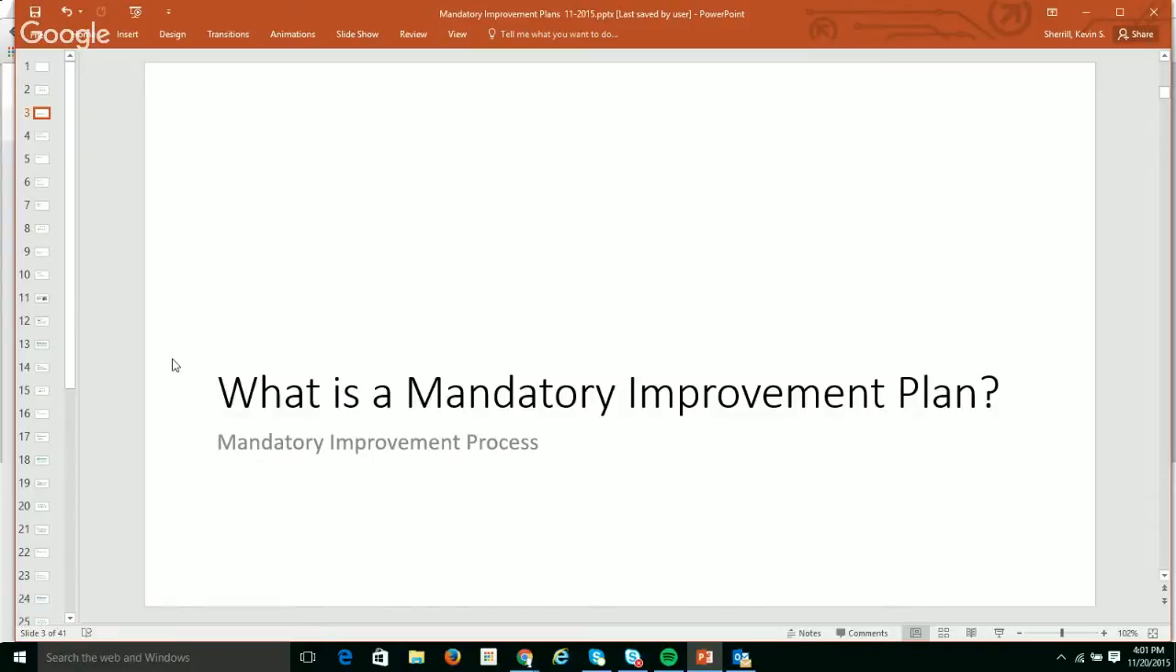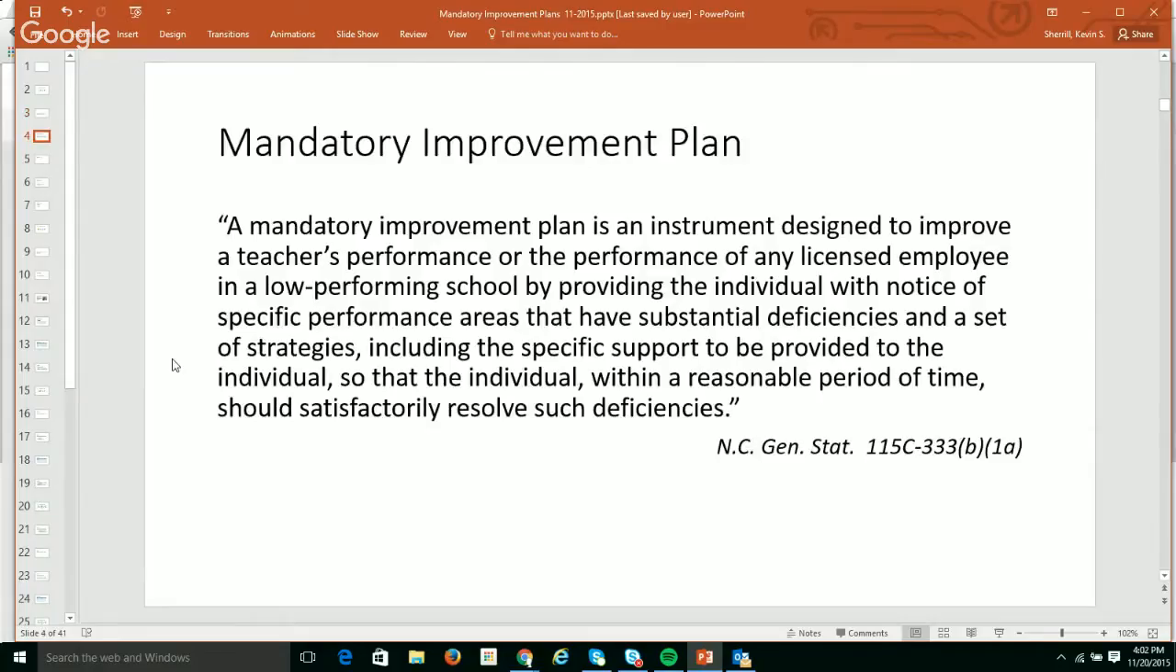a mandatory improvement plan? Well, according to this statute, a mandatory improvement plan is an instrument designed to improve a teacher's performance or the performance of any licensed employee in a low-performing school by providing the individual with notice of specific performance areas that have substantial deficiencies and a set of strategies, including specific support to be provided to the individual so that the individual within a reasonable period of time should satisfactorily resolve the deficiencies.